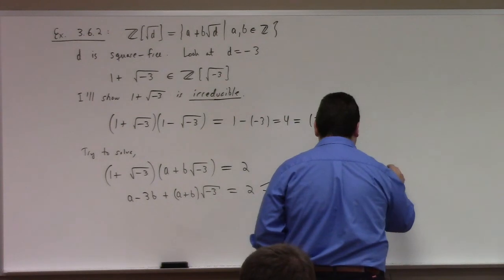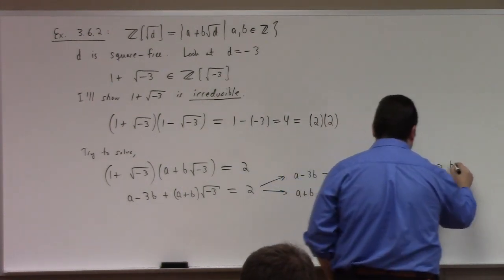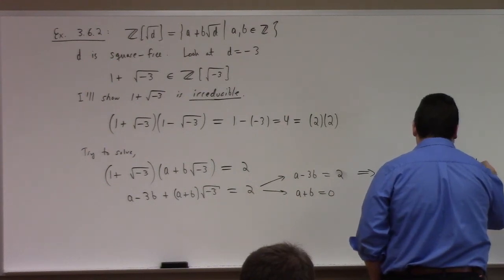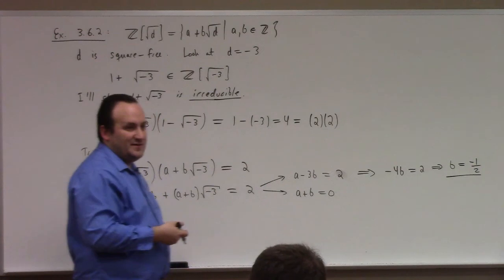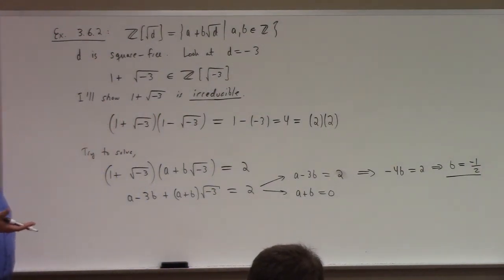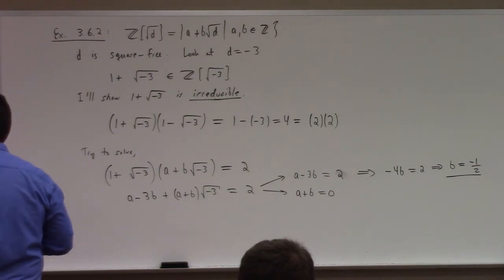So this gives us minus 4b is equal to 2. So that says that b is equal to minus a half, which is hard to do, right? These equations can be solved over the rational numbers, and we find that the solution is in fact not existent in Z. So there's no such a and b.